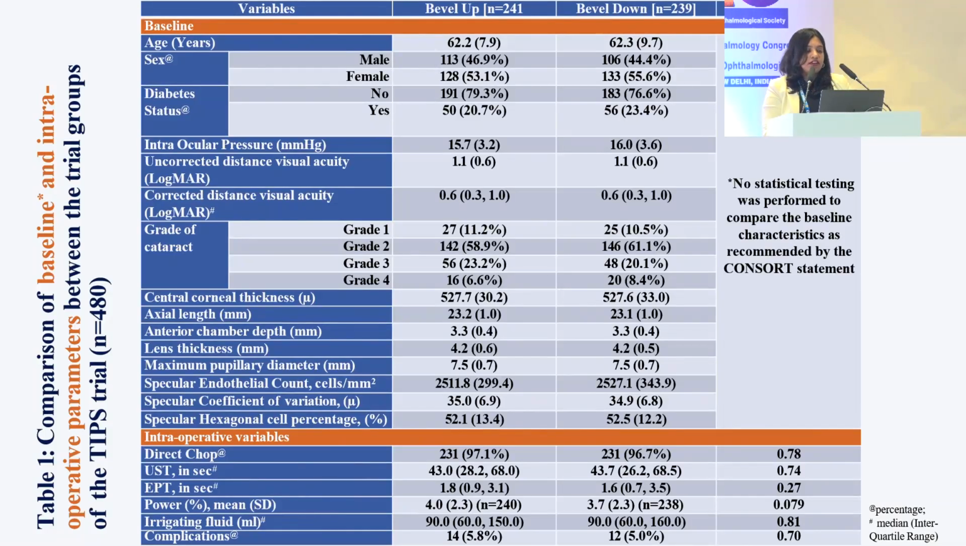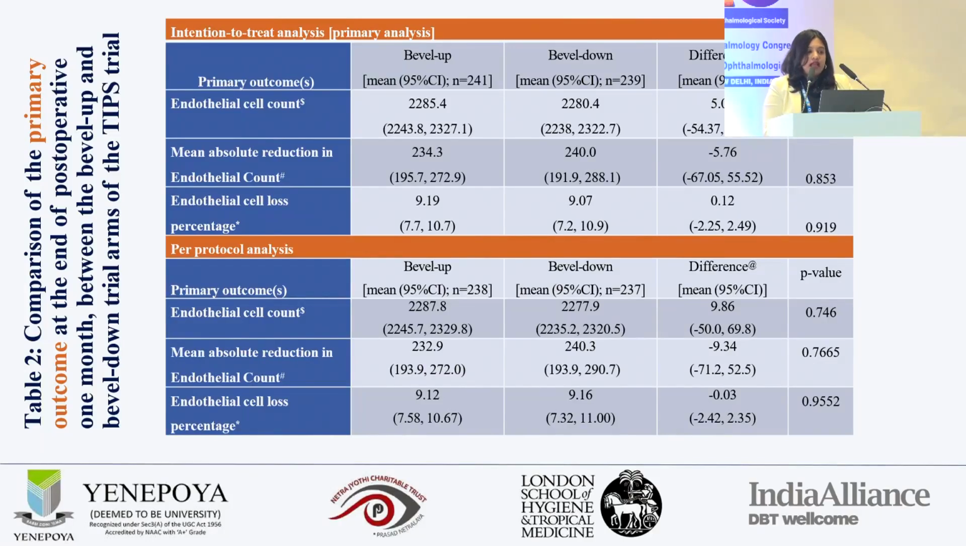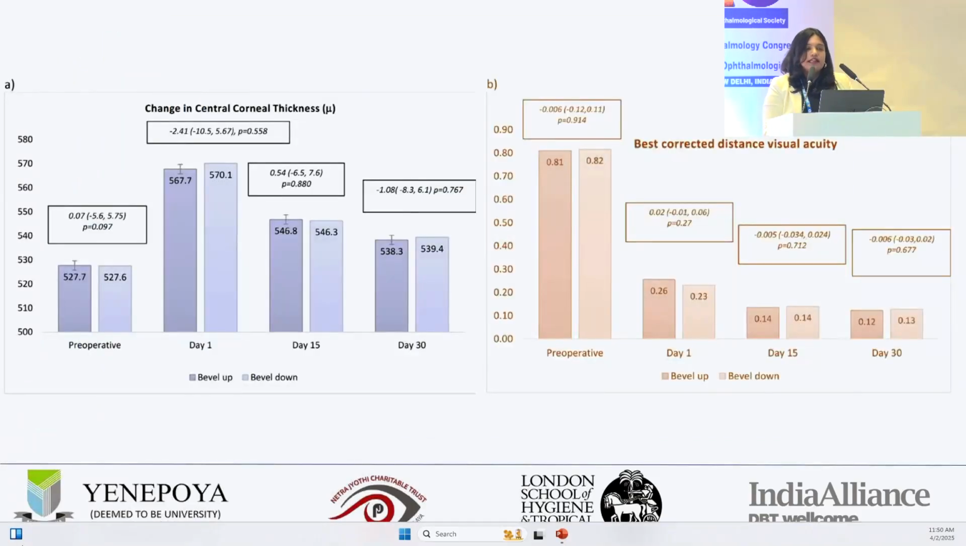Intraoperative parameters were also very balanced between both the trial arms. The primary outcome, which was the endothelial cell count at postoperative 1 month, was not statistically significantly different between both the trial arms. The endothelial cell loss percentage was 9.19% in the bevel up group and 9.01% in the bevel down group, which was not statistically significant. The central corneal thickness drastically increased on the first postoperative day, and it reduced over a period of 1 month, but the differences between the trial arms were not significant.